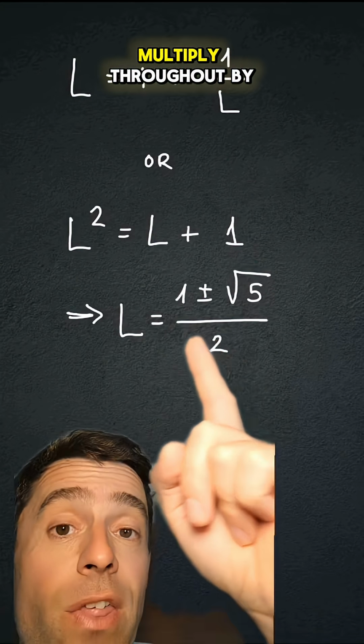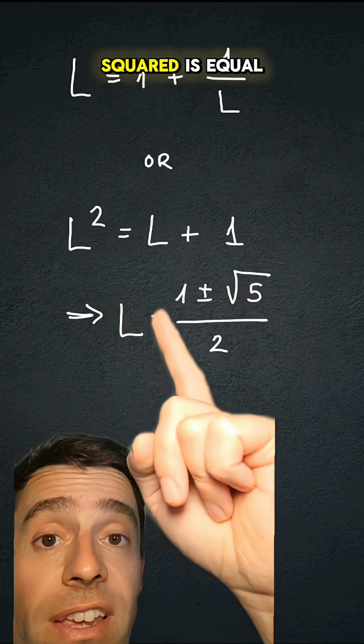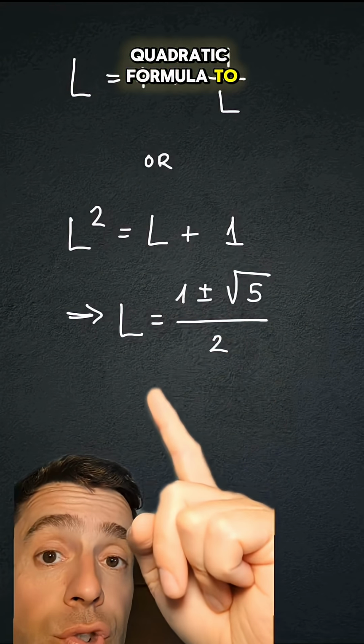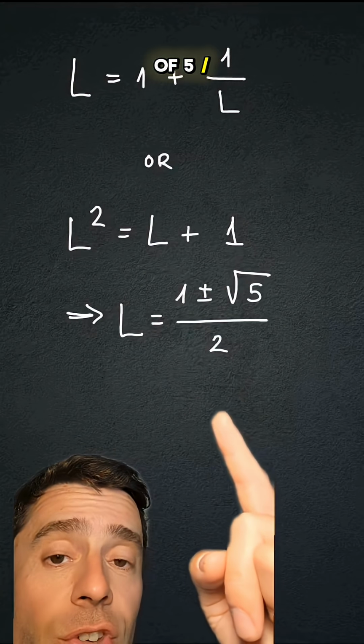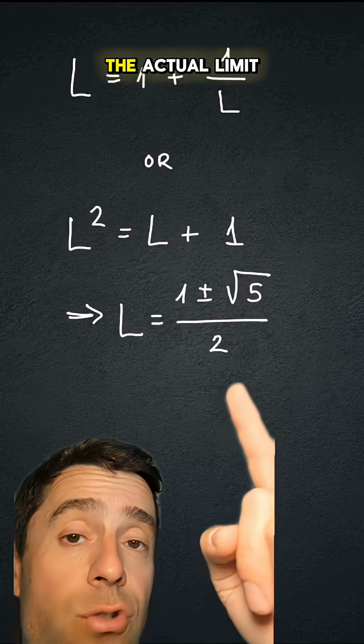And if I multiply throughout by L, then I get that the limit L satisfies L squared is equal to L plus 1. And now I can use the quadratic formula to show that L has to be (1 plus or minus the square root of 5) divided by 2. And all that remains is to show which one of the 2 is the actual limit.